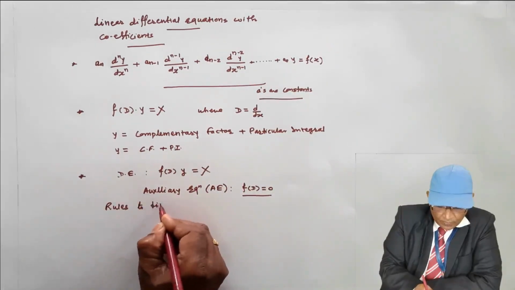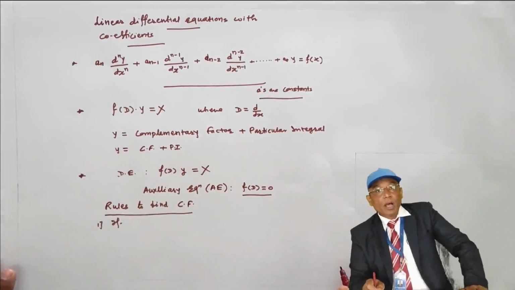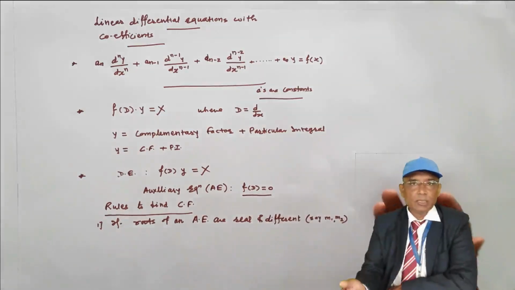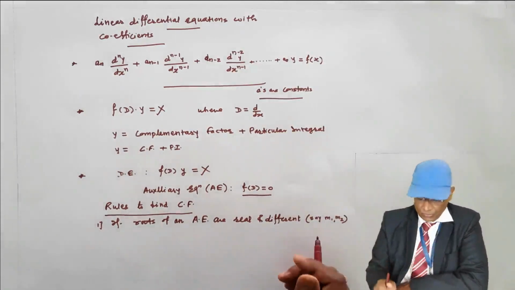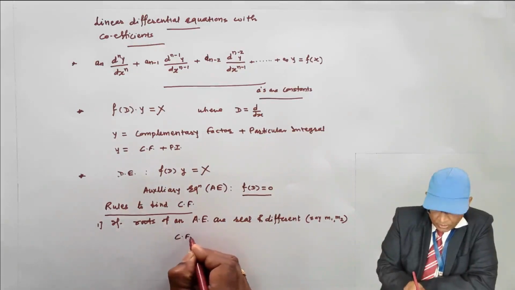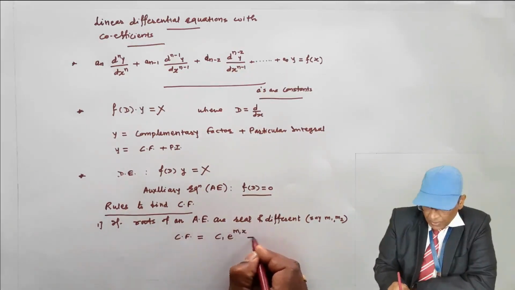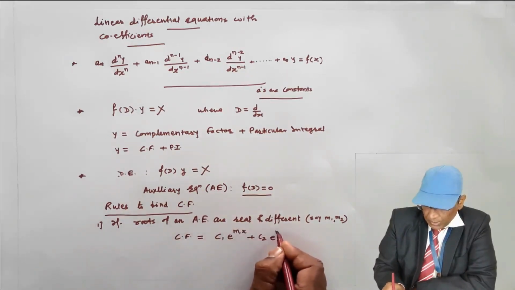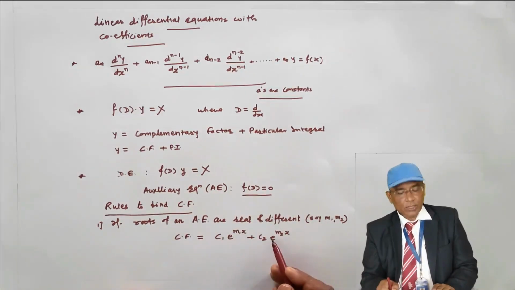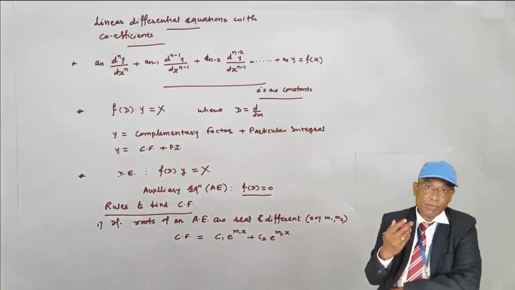Rules to find the complementary factor. First one, if the roots of an auxiliary equation are real and different, say m1, m2, there may be two different roots, three different roots, and any number of different roots. If the auxiliary equation has two different roots, then the complementary factor is c1 e to the power m1 x plus c2 e to the power m2 x. This is the complementary factor. Here there are two roots, so two general constants will be there. And if there are two general constants, then the order of the differential equation will be 2.